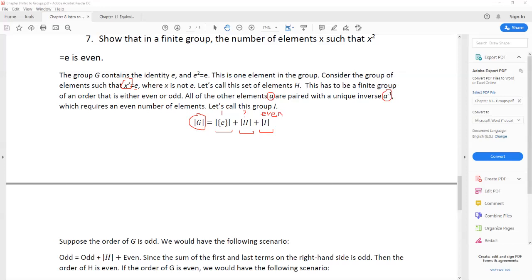So what does that mean at this point? Well, suppose that the order for G is odd. Well, if I is even, and we know that the set that contains the identity has an order of 1, and if you add an even and an odd, you get an odd. And if you add an even here, you would get an odd. Since the sum of the first and last terms on the right-hand side is odd, then the order of H has to be even. What if the order of G is even? Well, if the order of G is even, then we could use the same logic to show that the order of H would have to be odd.